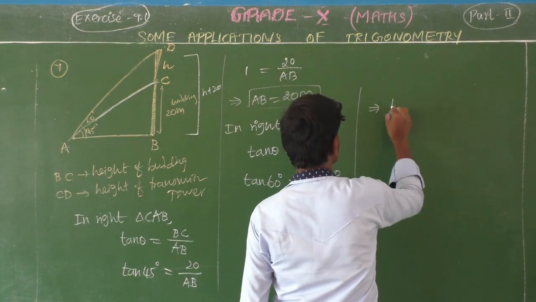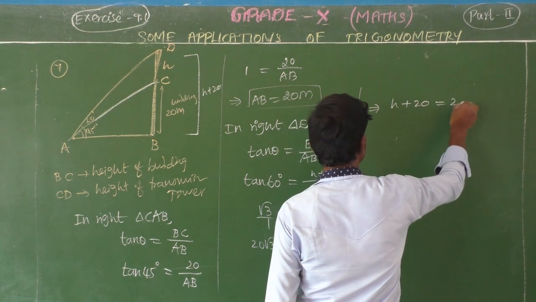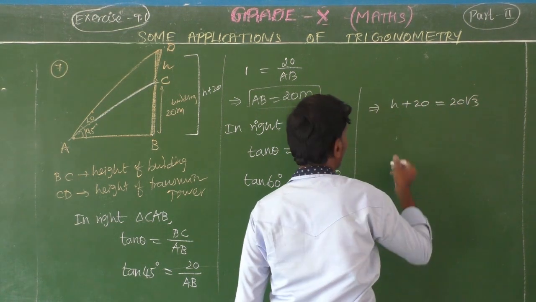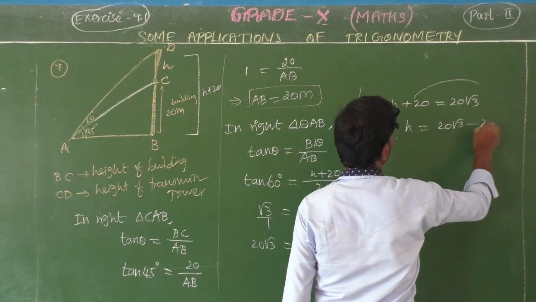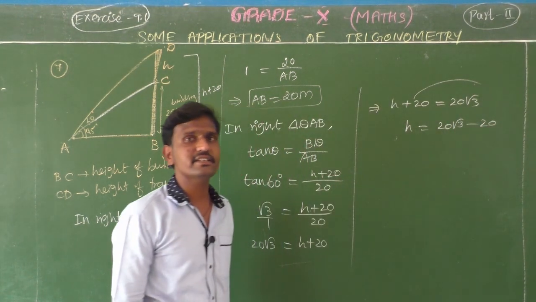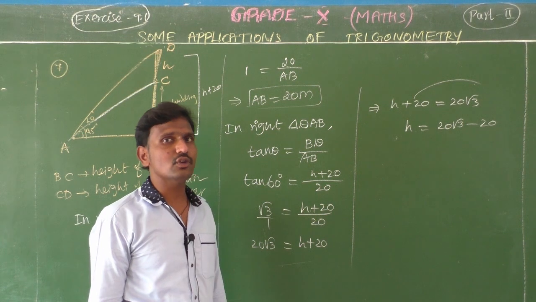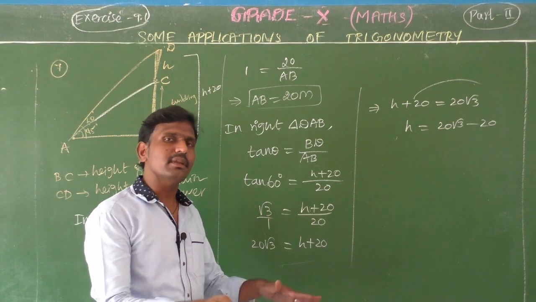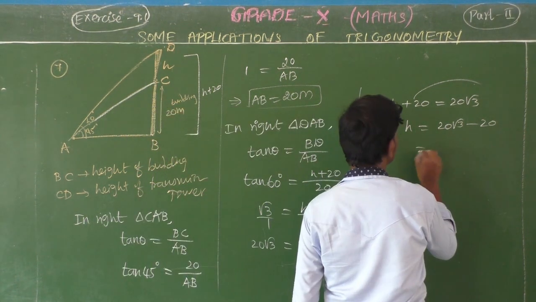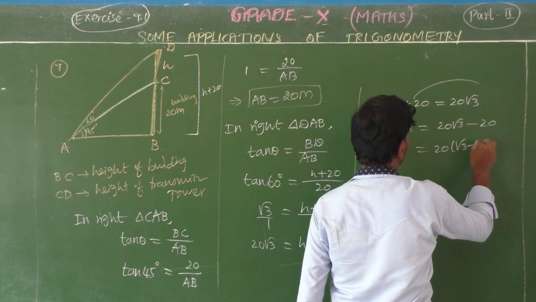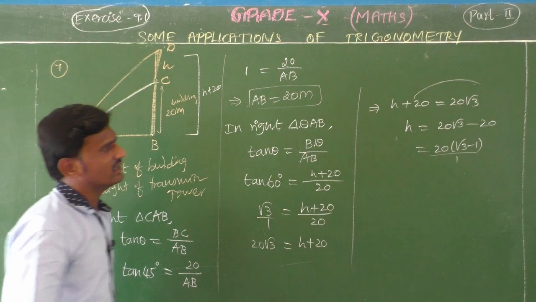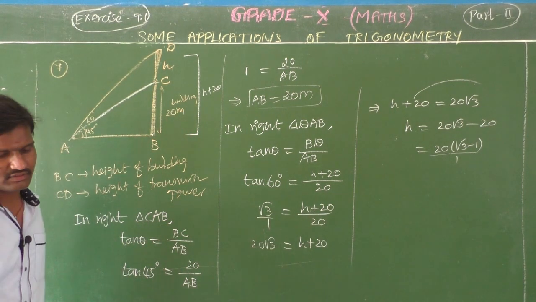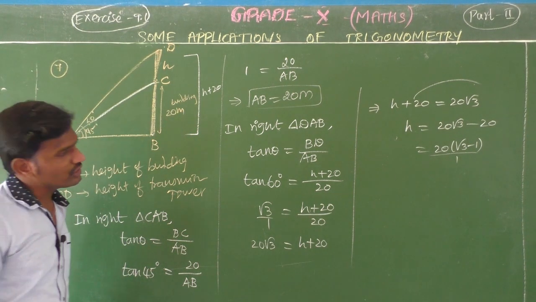Now I am going to change it like this. H plus 20 is equal to 20 root 3. I need only H, so 20 root 3 plus 20, which I want to move to that side, will come as minus 20. In both terms you have 20 as common, so I am taking it out to get root 3 minus 1. Here I could take a conjugate factor.